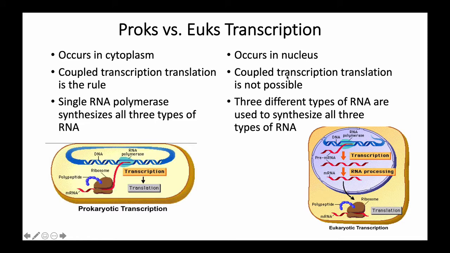In a eukaryotic cell, coupled transcription-translation is not possible, whereas in the prokaryotic cell, coupled transcription-translation is the rule. In a prokaryotic cell, a single RNA polymerase can synthesize all three types of RNA. In eukaryotic cells, you have RNA polymerase 1, RNA polymerase 2, and RNA polymerase 3, because you have three different types of RNAs that are needed. There are other differences also, but these are the key, big differences that we find between prokaryotic and eukaryotic transcription.